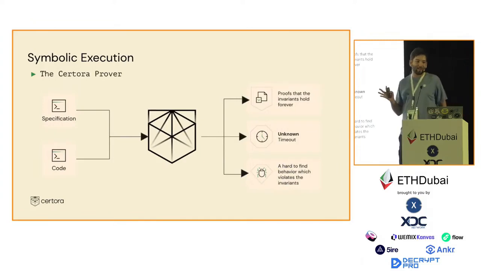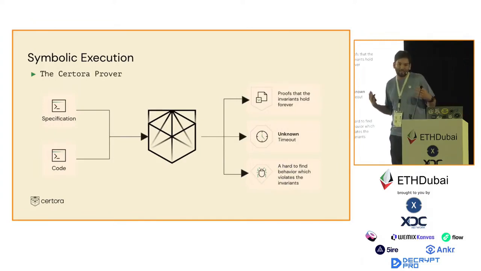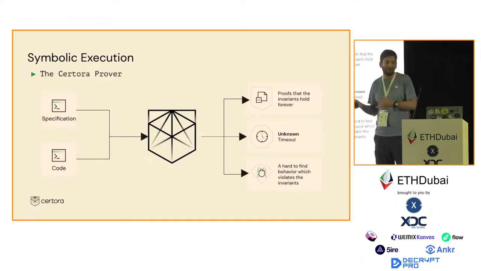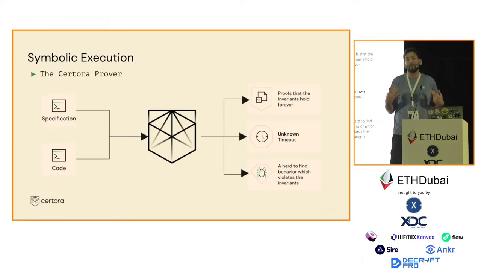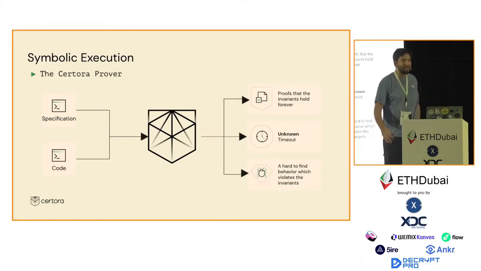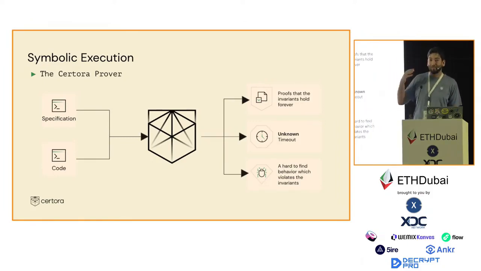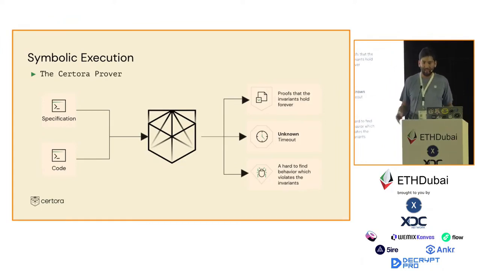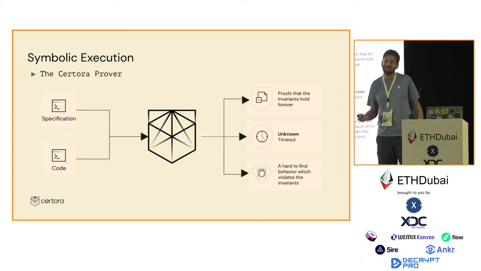The basic idea of symbolic execution is that we give the specification, which is the math test, and we give the code, and we get one out of three possible outcomes. Either we get a proof, which is a mathematical proof, that our code behaves as we've wanted it to, as we've defined in our specification or our tests. And that's great. That gives us some confidence.